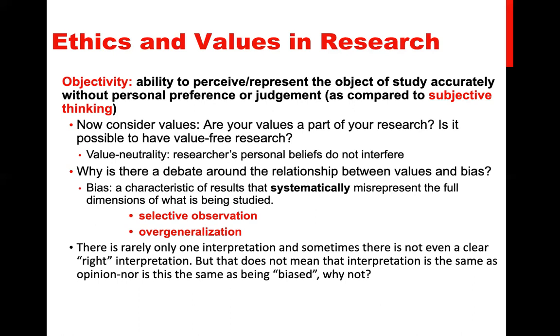Because when you're talking about human behavior that can have a lot of correlates and a lot of causes, there's rarely only one interpretation. Sometimes there's not even a clear right interpretation. But just because there are multiple interpretations doesn't mean this is the same thing as an opinion, nor is it an example of being biased, right? So if you get a finding and there are multiple ways you can interpret it, and you decide to lean on the interpretation that most aligns with your values, particularly if you still present the other interpretations as possibilities, this isn't systematically misrepresenting the full dimensions of what's being studied. And this happens in sociology more often than not.